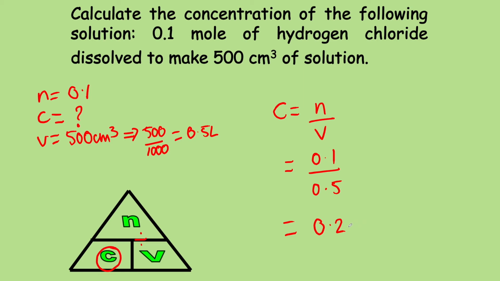Now 0.2 what? What was our concentration measured in again? Moles per litre. Okay, and that would be the final answer. Now remember, this moles per litre, you can either write it as mol/L or mol L to the -1. It doesn't matter which one you choose, just pick one and stick to it. I'm going to stick to this one only because that is the one that it gave us in the question previously.